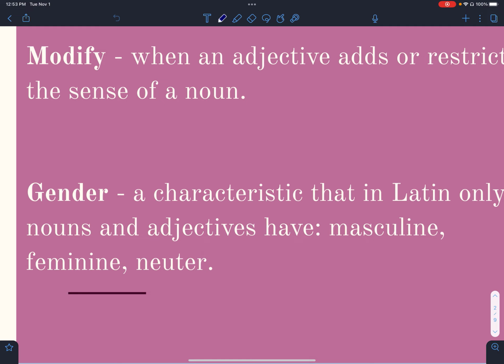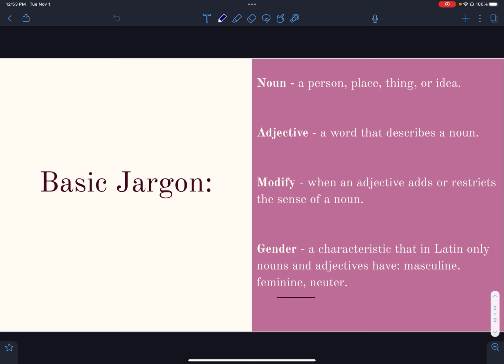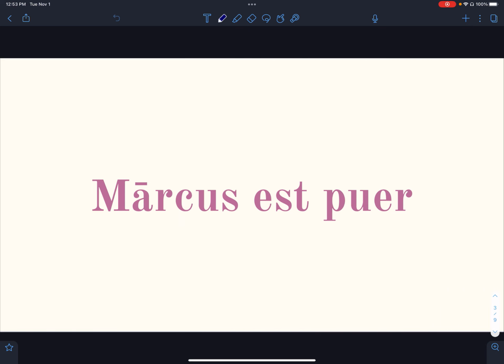All right, so now let's keep going. There's going to be a sentence on the board. You are going to write this sentence down. Write down the Latin. Put your macrons in.